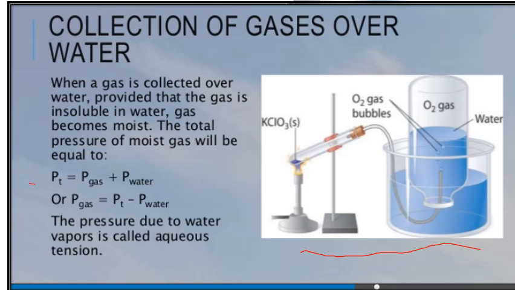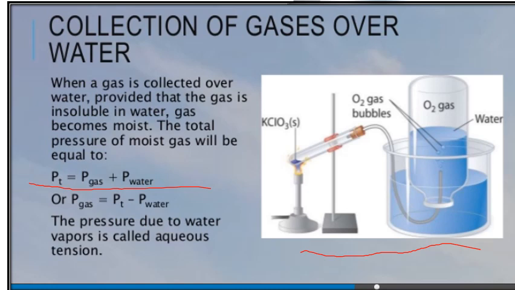So the total pressure when we have collected the gases over water will be equal to P gas plus P water, the partial pressure exerted by gas and the partial pressure exerted by water molecules. And if you want to get the dry gas pressure, what you have to do, P gas is equal to P total minus P water. Pressure water का जो है वो आपको इसमें से subtract करना पड़ेगा. The pressure due to water vapors is called the aqueous tension. Yes, it is called aqueous tension. Right जी?